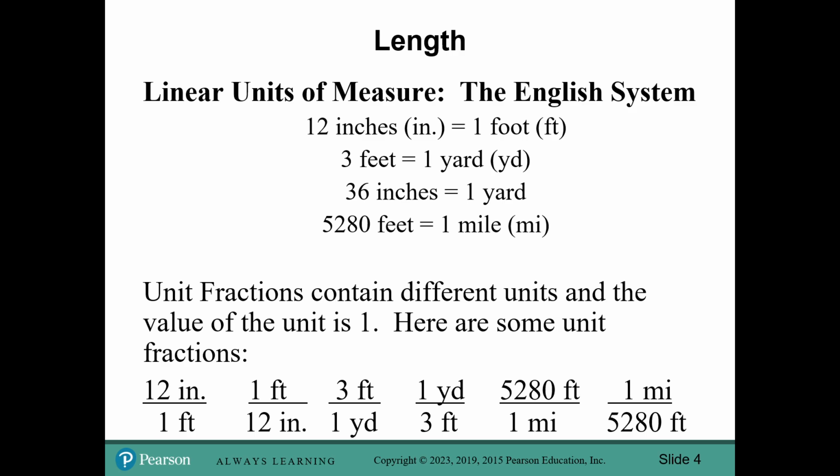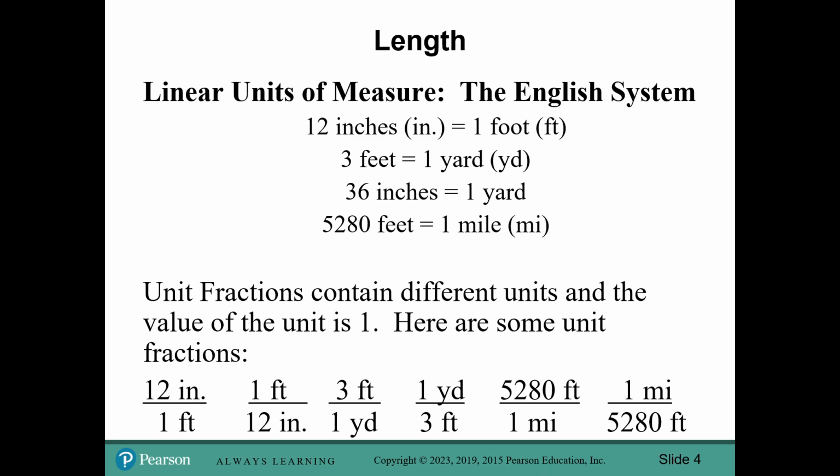mile. Okay. Unit fractions contain different units, and the value of the unit is 1. So if they're equivalent and you divide them, you essentially get a unit fraction of 1. So here are some unit fractions. 12 inches over 1 foot is essentially just 1 because they're one and the same. They're the same thing. 1 foot over 12 inches is once again a unit fraction because it's essentially 1. 12 inches and 1 foot are essentially the same thing.